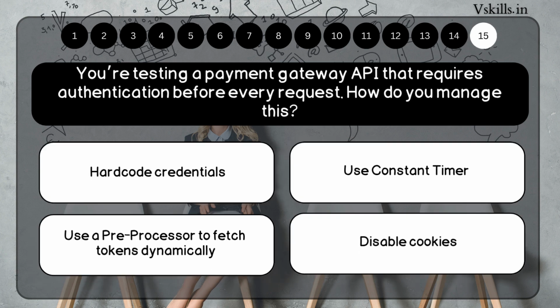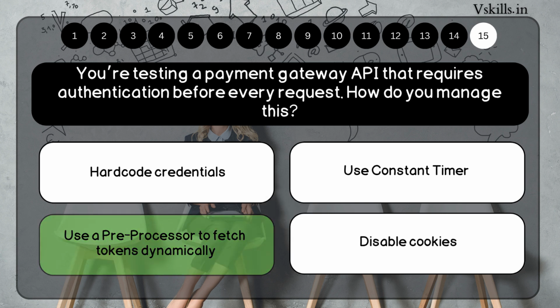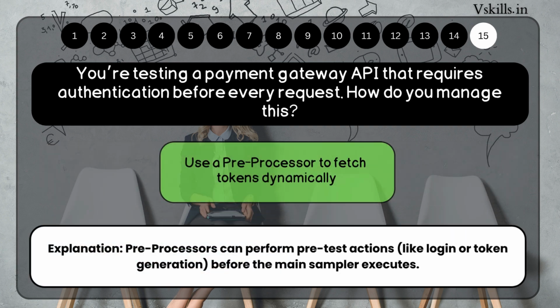Question 15. You're testing a payment gateway API that requires authentication before every request. How do you manage this? The correct answer is use a preprocessor to fetch tokens dynamically, as preprocessors can perform pretest actions, like login or token generation, before the main sampler executes.